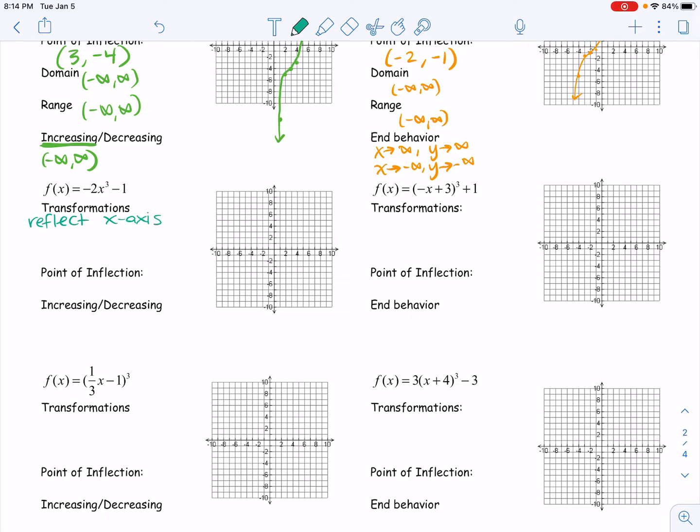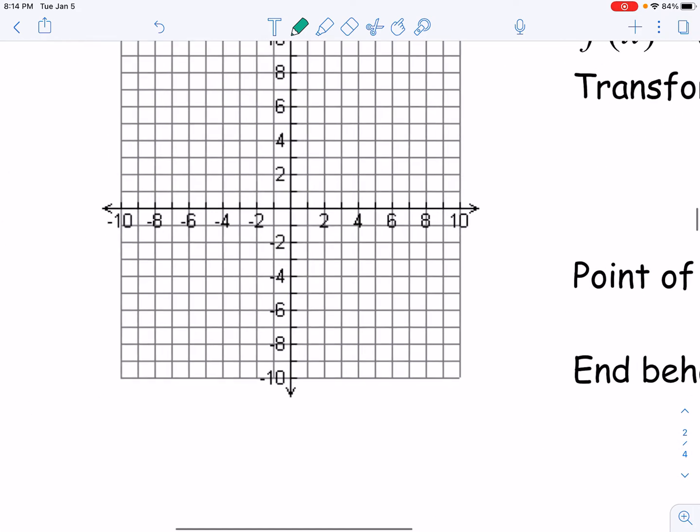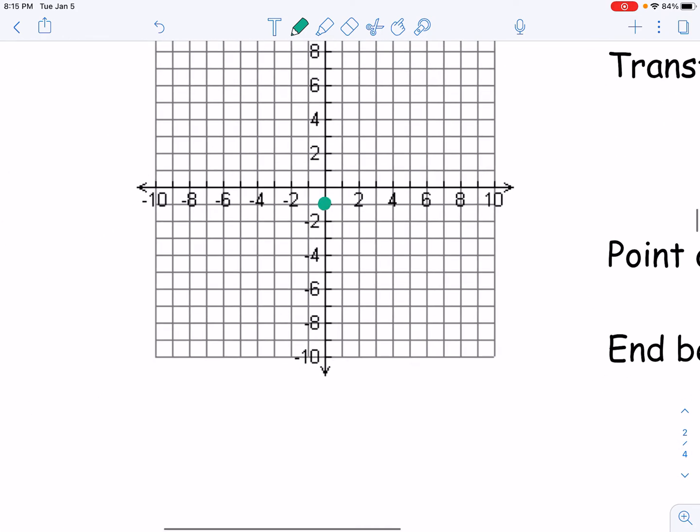There's a 2 in front, so that means it's a vertical stretch. And then there's a negative 1 at the end. There are no parentheses here, so nothing is happening horizontally. That negative 1 at the end means I'm going down 1. So that means my point of inflection is at (0, -1), which is right here.